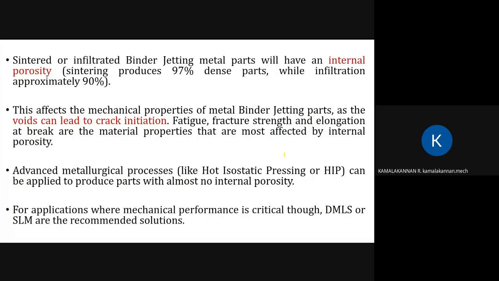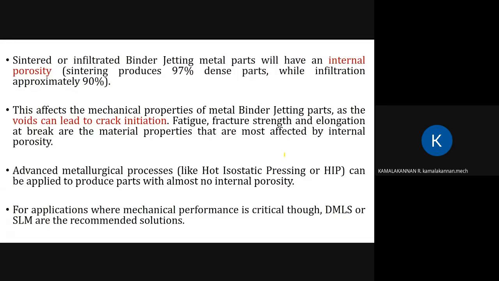Okay. Once the part is placed for post processing in sintering or infiltration, there might be a chance for cracks in the void areas. There is a chance because, due to porosity, the strength will be reduced, and while binding, a small crack might develop in the porous areas.